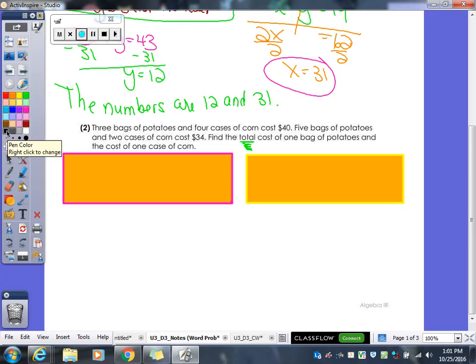So it says we have potatoes and corn, right? 3 bags of potato and 4 cases of corn cost $40. So I'm going to let P equal bags of potatoes, and I'm going to let C equal cases of corn. We want the cost of them, so our answer is going to be a money answer. So P equals potatoes, C equals corn. Then we're going to do our equations next to it.